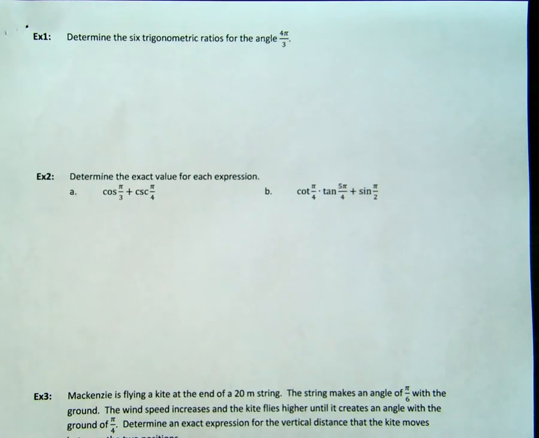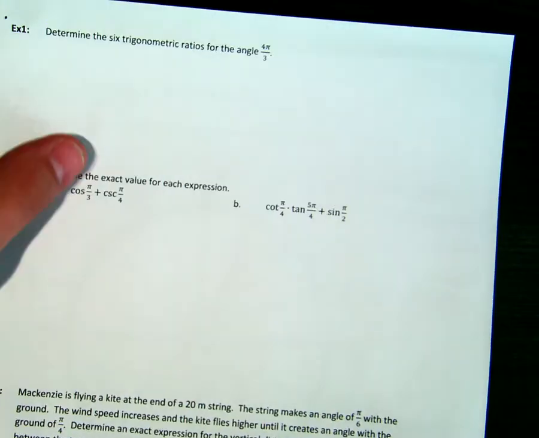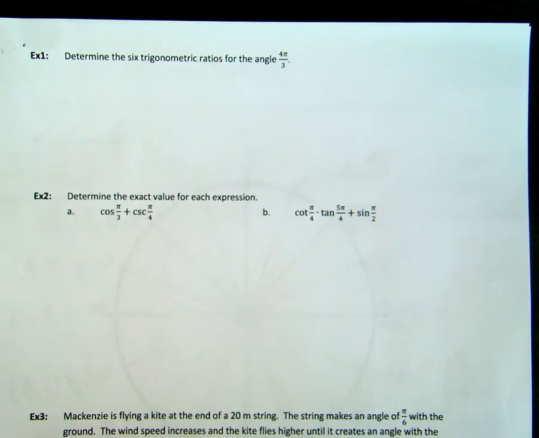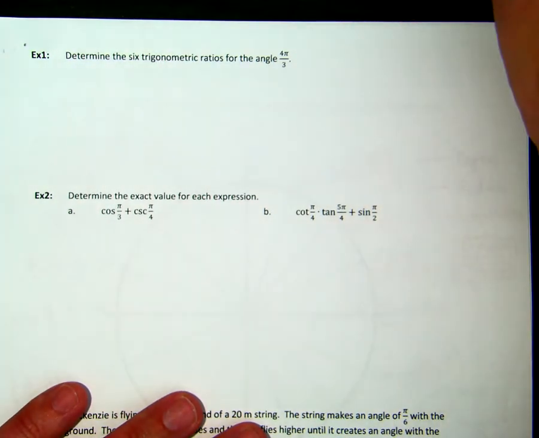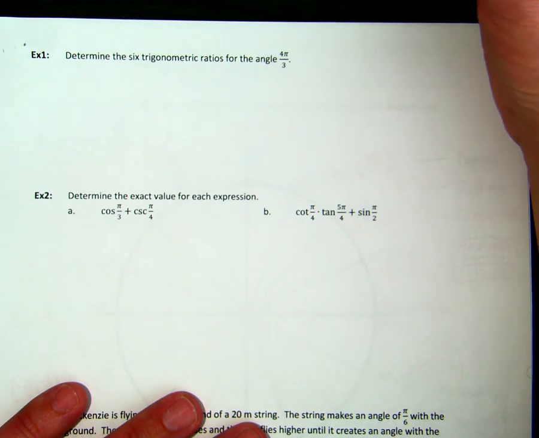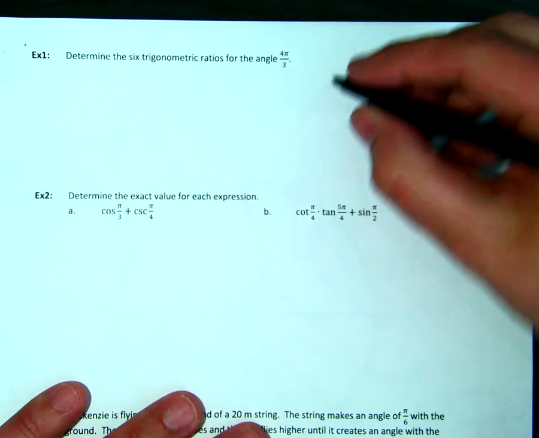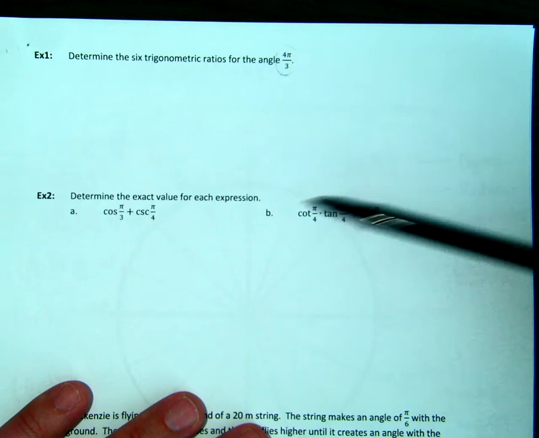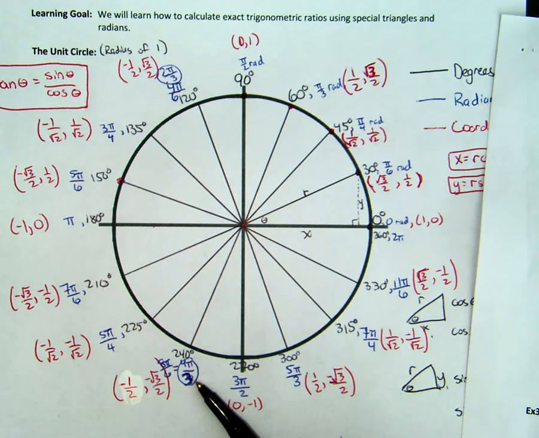So for this example, it says determine the 6 trigonometric ratios for the angle 4 pi over 3. So 4 pi over 3, I need the 6 trigonometric ratios. The 6 ratios are sine, cos, tan, and then cosecant, secant, and cotangent. So what I'm going to do is think about this angle, this 4 pi over 3. You can use the unit circle. 4 pi over 3 is going to be in the second quadrant. So, sorry, that's a lie. It's in the third quadrant, 4 pi over 3. So 4 pi over 3 is here in the third quadrant.